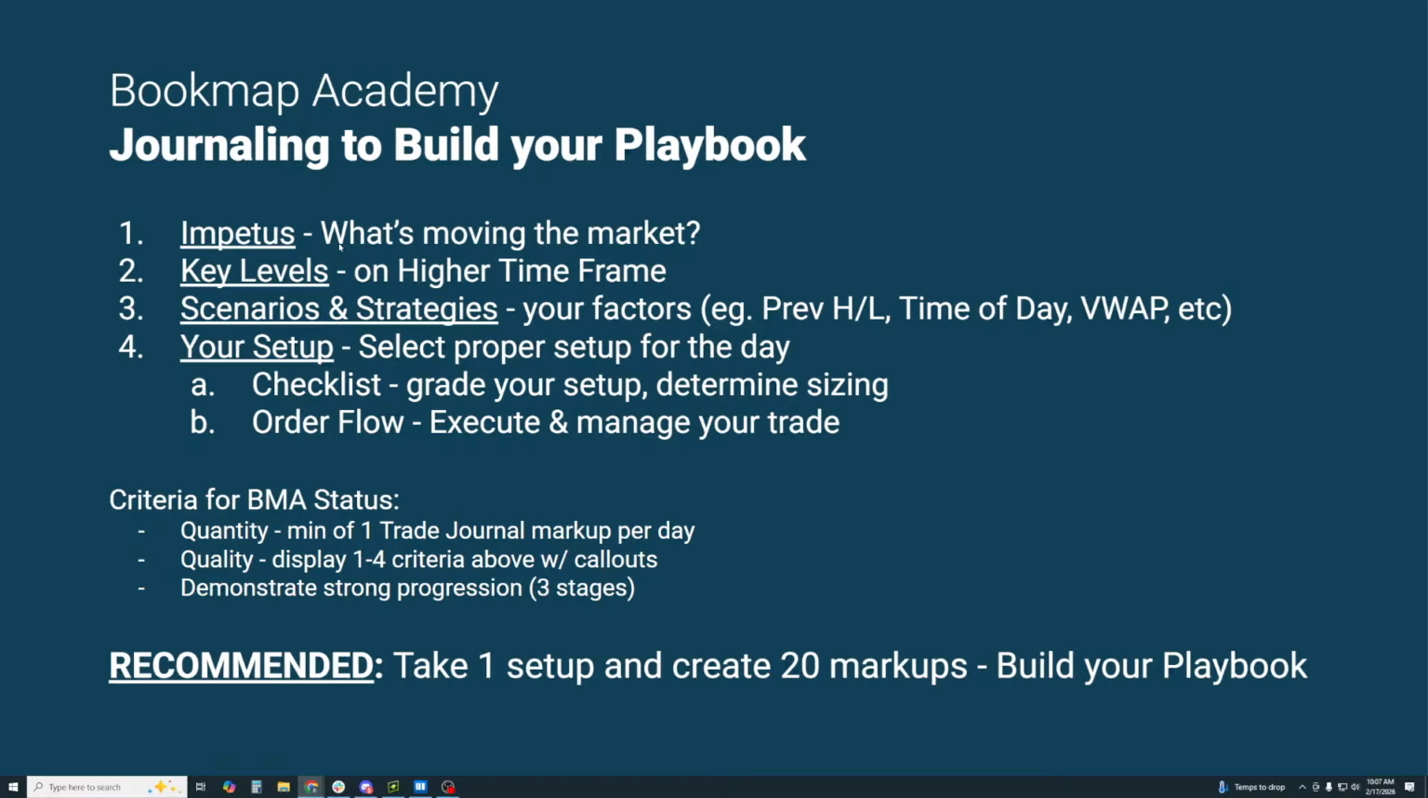Bookmap Academy process, what we go through. I am breaking this down into many elements. They'll be simple and straightforward. This is about as simple and as basic as it can get, though. Number 1 is the impetus. What is moving the market out there? What is the market sentiment? What is the news? This is what moves the market typically, and we want to understand that.